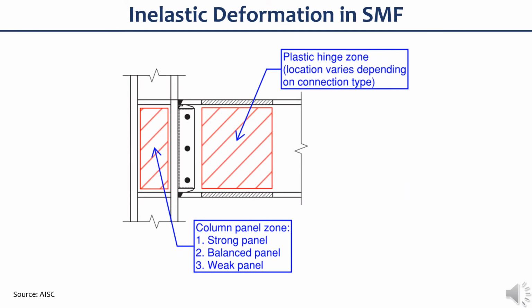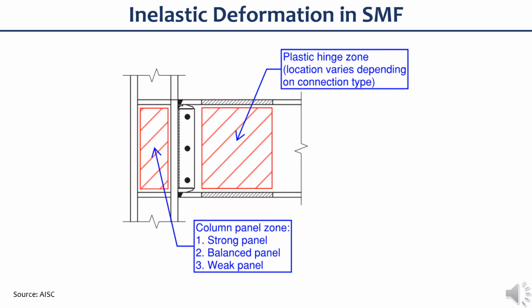This slide shows the areas where inelastic deformation in a steel SMF is expected. SMF is a highly ductile system where significant inelastic deformation in the form of plastic hinging in the beam section that is adjacent to the beam column connection is expected when subjected to severe cyclic loading. Panel zone, although it's difficult to predict, can contribute a significant amount of ductility to the frame.